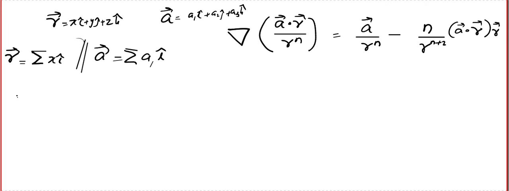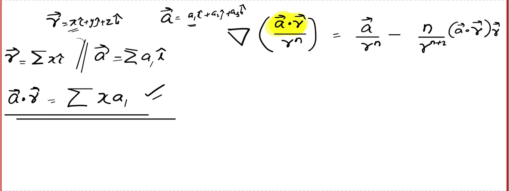So what will be A dot R? If you are wondering why I am calculating A dot R, please look at the question. We want to find A dot R. How do you take the dot product? You multiply the components, right? So it will be A1 into X plus A2 into Y. Oh, come on, that will be sigma X into A1. I hope you understood this. If you want, you can write A1 into X plus A2 into Y plus A3 into Z, or you can write summation.